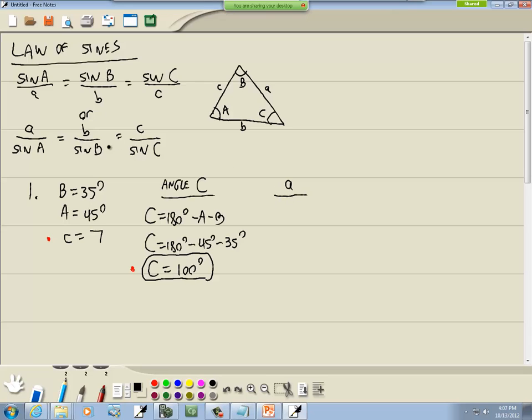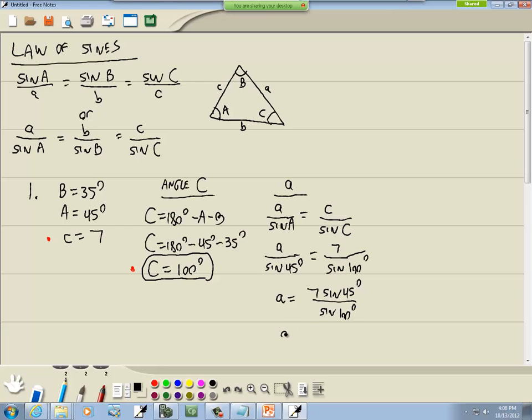Now we're solving for a side, so I'm going to use these bottom formulas. So I'll put A over sine A equals, and to decide whether to use the B's or the C's, well, we said we know the pair of C's, don't we? So we're going to use the C's. You go with the ones you know. Okay, so we got A over sine A, which is 45 degrees, equals side C, which is 7, over sine C, and C was 100 degrees. Now we're going to multiply both sides by sine 45 degrees. So we got A is equal to 7 sine 45 degrees over sine of 100 degrees.